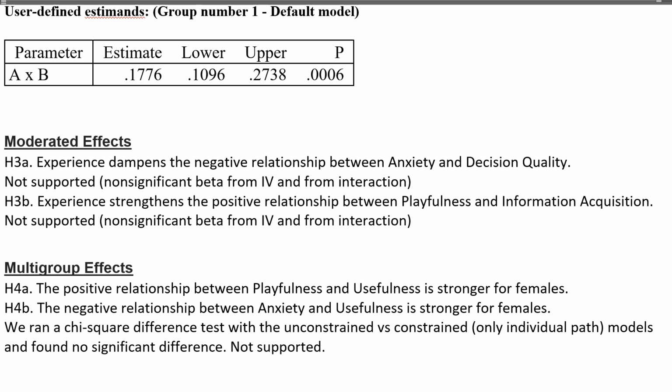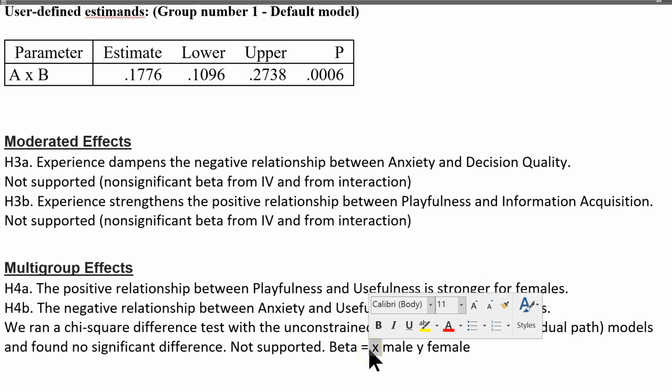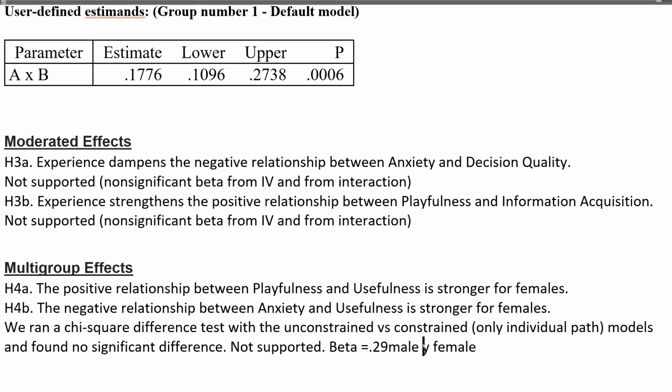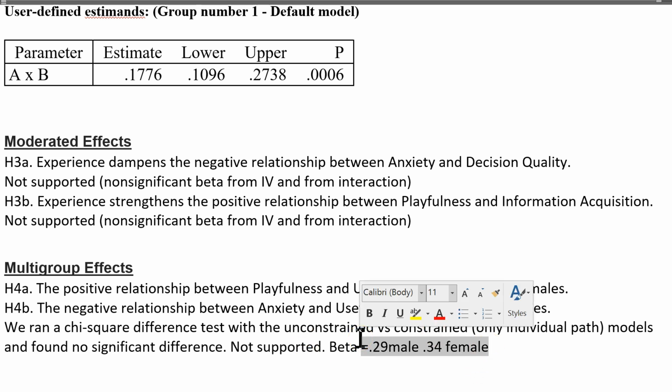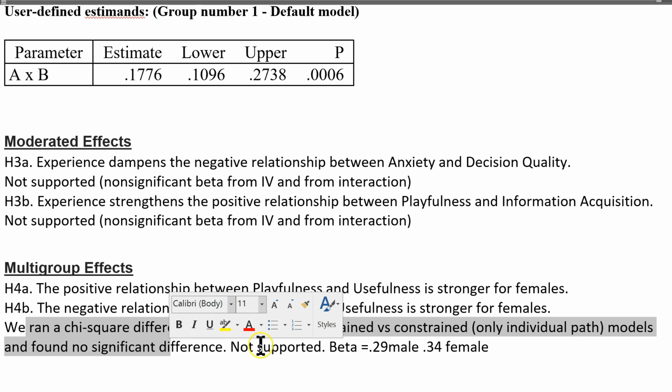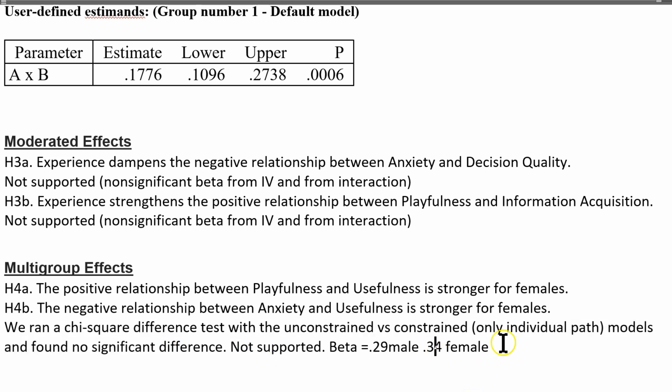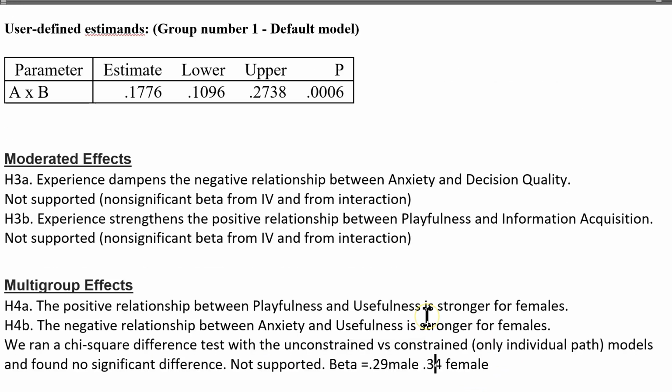We'd report the betas as well, right? Beta equals X for male and Y for female, or whatever they were. It was 0.29, 0.34, or something like that. Or maybe it was the other way around, with males and females. Anyway, we'd report that, report that they were not different. We did a chi-square difference test. So not supported.